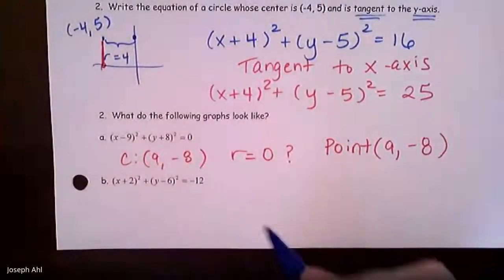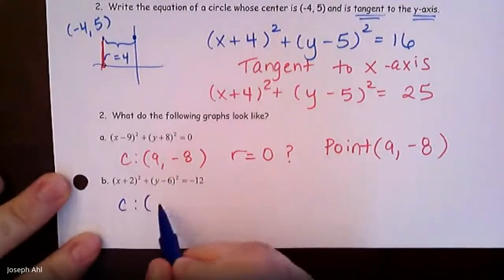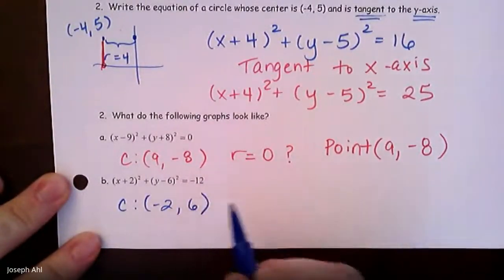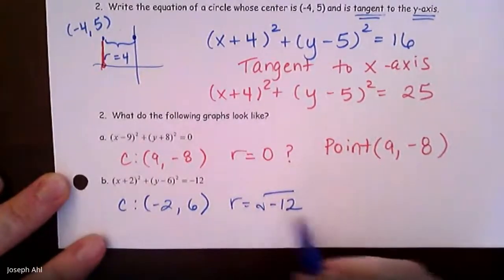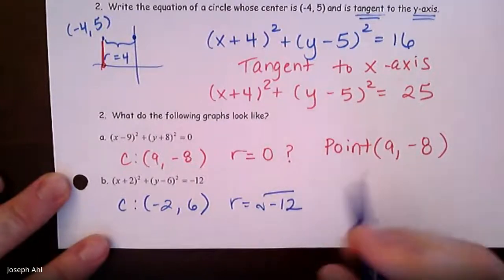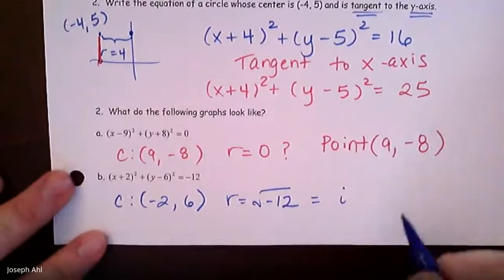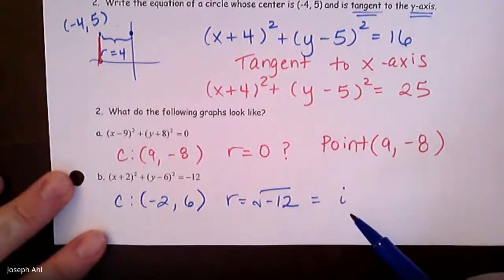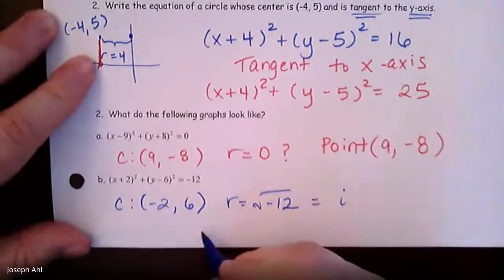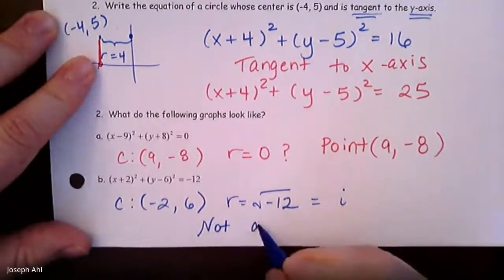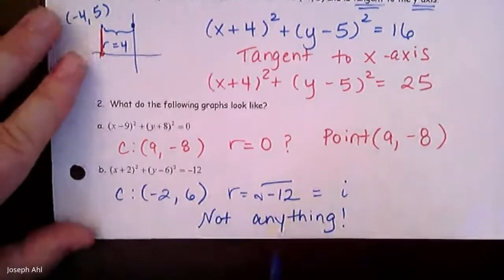Okay. In the second one, we have what appears to look like a circle right off the bat. It would have a center at (-2, 6) and a radius of the square root of -12. We haven't done square root of negatives in a while, but isn't this something that has an imaginary component to it? The square root of a negative wouldn't be a real number at all. So since this equals a negative number on the other side, it's not anything. There are no points that define this equation.